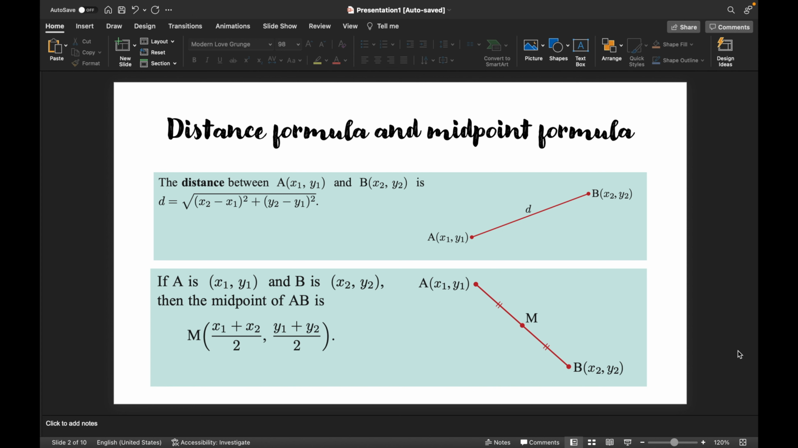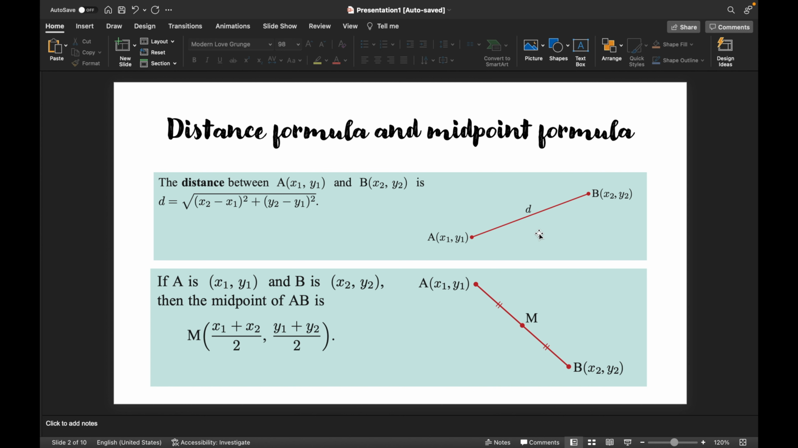So the first one is the distance formula. We can find the distance if we know the coordinates of 2 points. So if we have that, then we can find the distance between those 2 points. If you apply this formula, d equals the square root of (x2 minus x1) whole squared plus (y2 minus y1) whole squared, you will get the distance between 2 points.